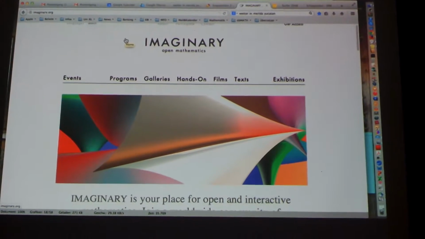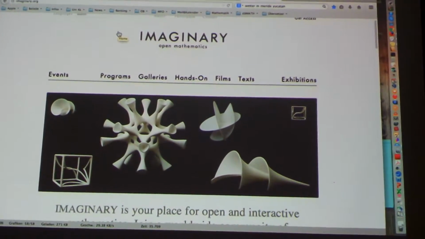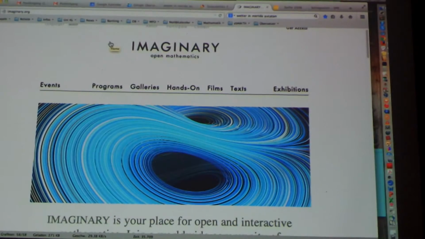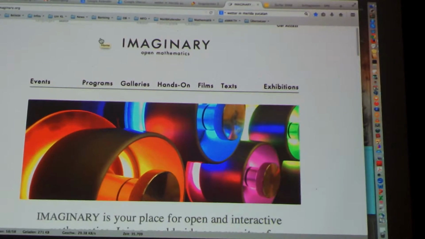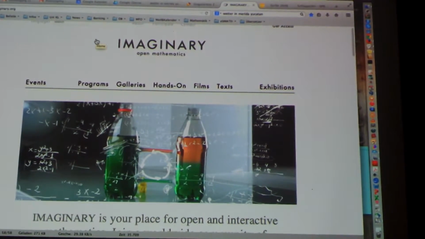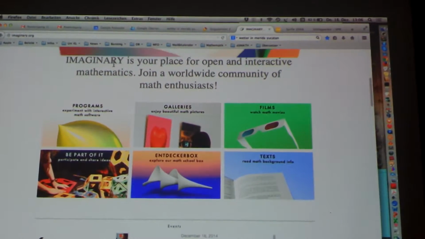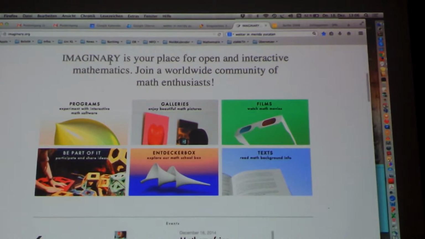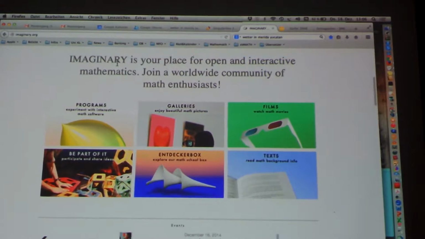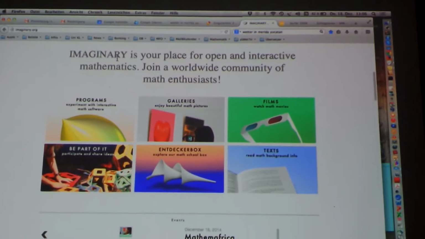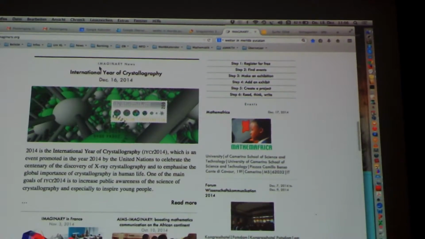The exhibitions have to go somewhere, but the webpage can be shown everywhere. And here you see some of the 3D prints. This is a chaotic system. It's now not only algebraic geometry. And I'll show you some more. When I scroll down, here you see it contains programs, galleries, films, participation initiatives, and Decker box, the Discovery box, still in German, and texts. If you click there, you go down to the interior, and here is the latest news.